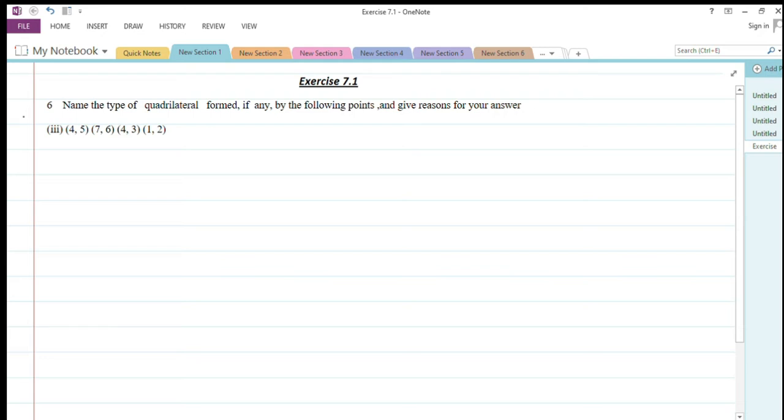Exercise 7.1, Sum number 6. Name the type of quadrilateral, if any, formed by the following points and give reason for your answer. I am going to teach the third subdivision. So what is the question given? (4, 5), (7, 6), (4, 3), (1, 2). These are the coordinates, and from these coordinates we have to find out which type of quadrilateral it is. So I am going to take the diagram here.